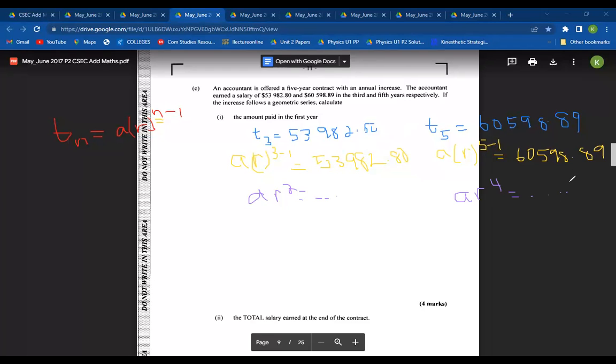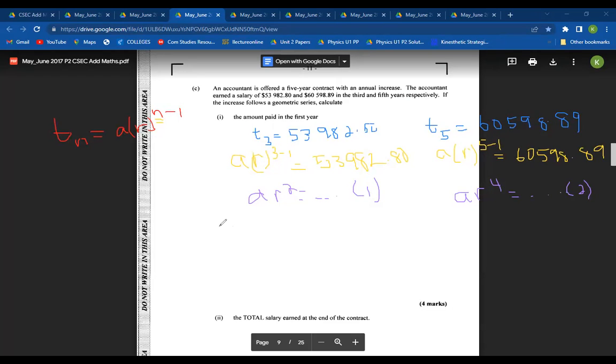So let me label this as equation 2 and this as equation 1. Remember, for GP, when I have a question structured like that, after I get my two equations, the next thing you want to do is divide the two equations. I mean, technically, you can solve these two equations simultaneously, but like I said, that would take very, very long, and you would increase your risk of making mistakes, especially with this power to the 4 and R squared. No, don't do it, okay? Just divide them.